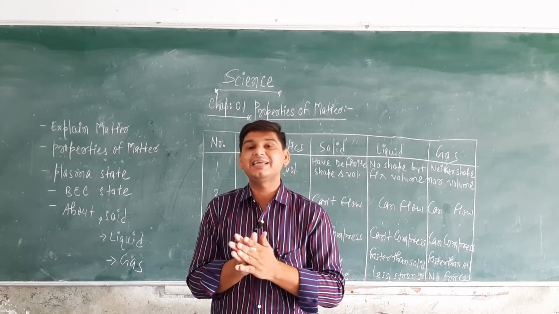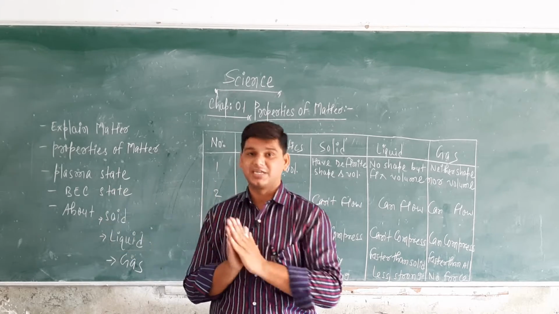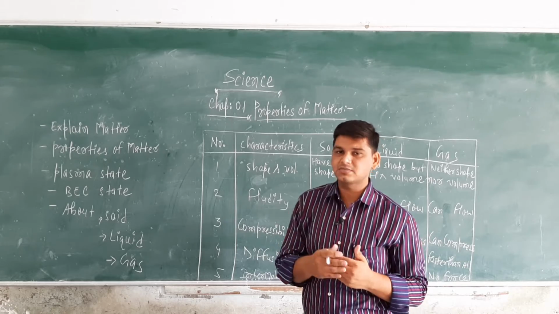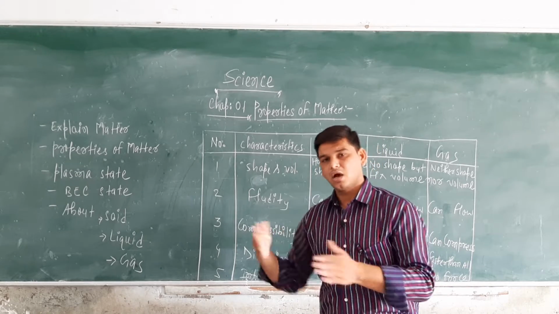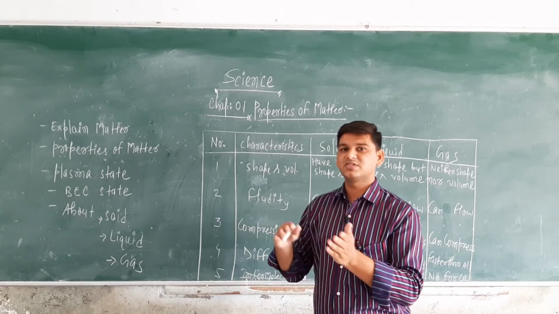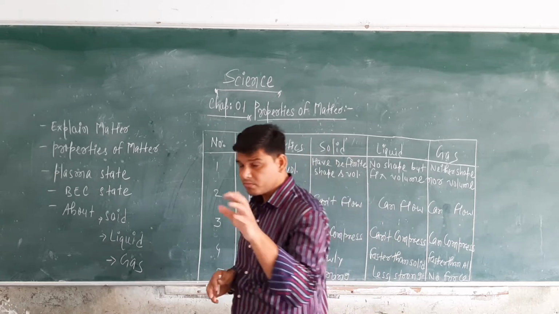We can also see helium gas. Helium gas gives colors from red to violet. So it depends on which type of gas you are using. If you are using neon gas or helium gas, the color changes accordingly. Neon generally gives the red color, helium generally gives the violet color. So these are generally called the plasma state.